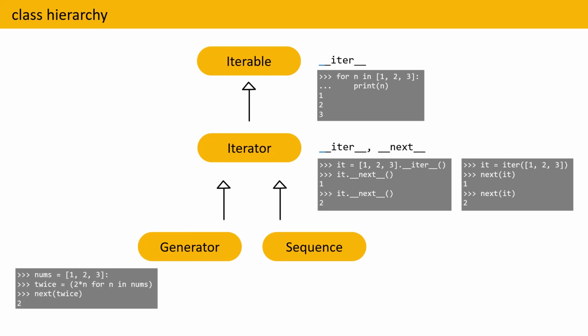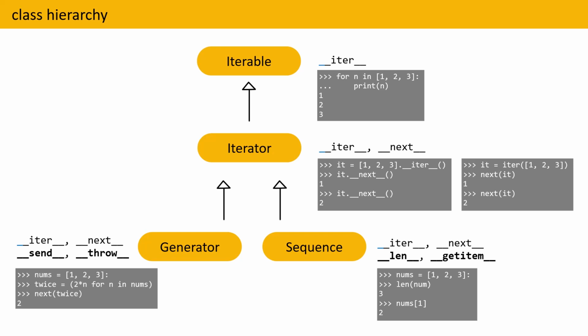Generators and sequences are both iterators, but offer additional methods. In the case of generators, the additional methods are send and throw that are used in the context of coroutines. In the case of sequences, we have the additional __len__ and __getitem__ methods. Lists, for instance, are iterables, iterators, and sequences, since we can call len for a list and can pick a specific element from the list using the bracket notation, which is just syntactic sugar for calling __getitem__.